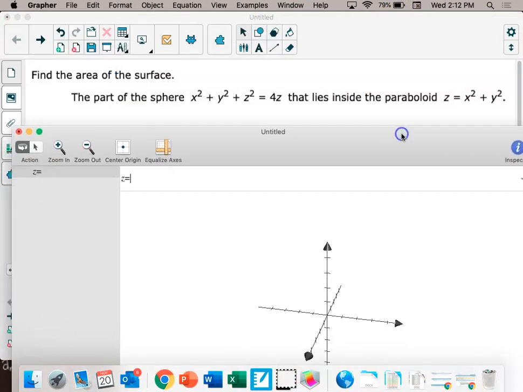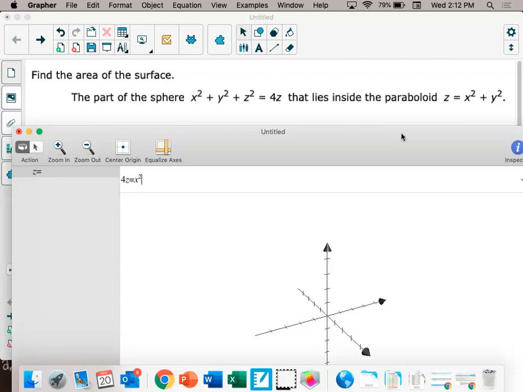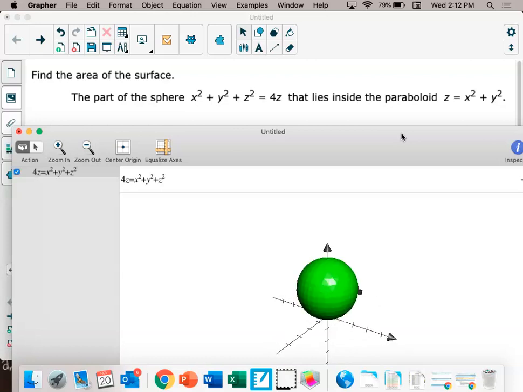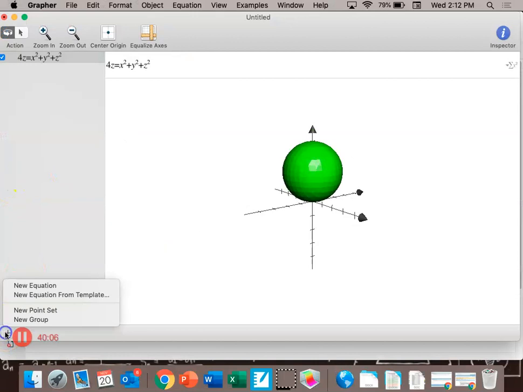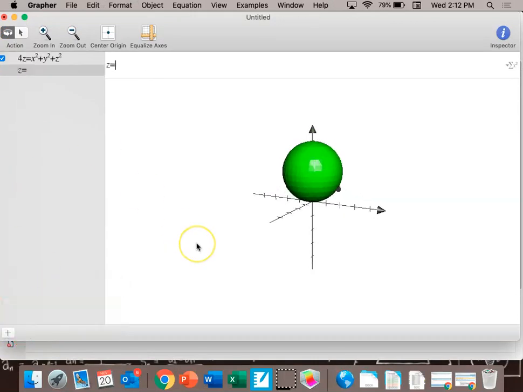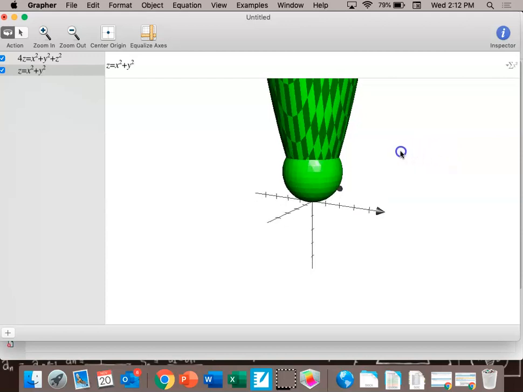All right. So what we have is 4z equals x squared plus y squared plus z squared. Okay, quiet please. So there's our sphere. Now the paraboloid, let me add an equation. So z equals x squared plus y squared.